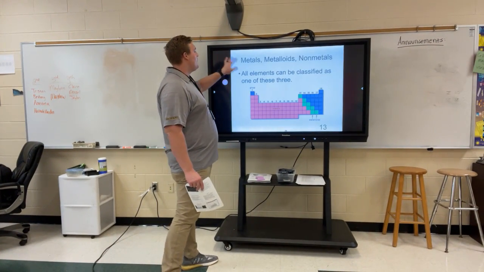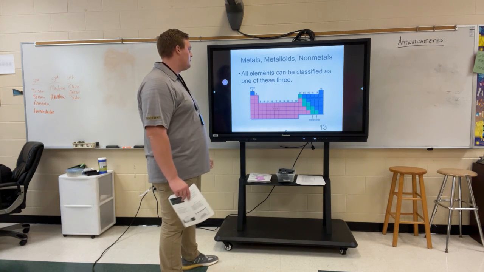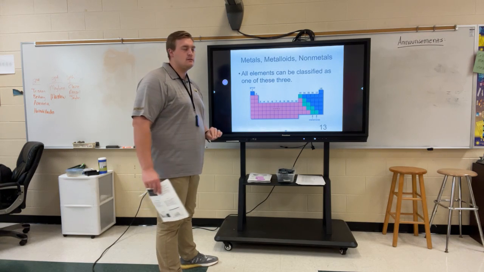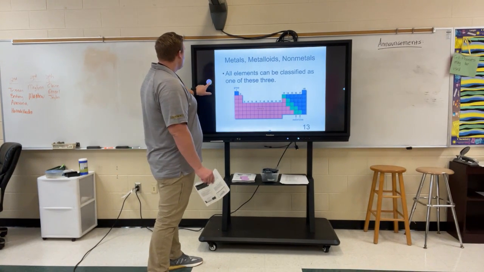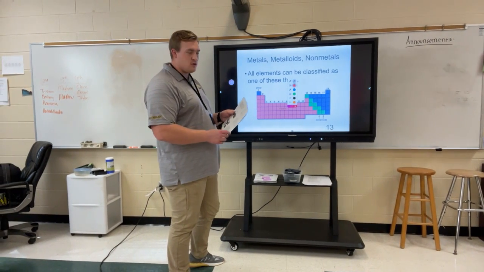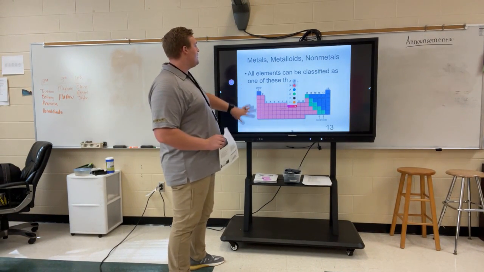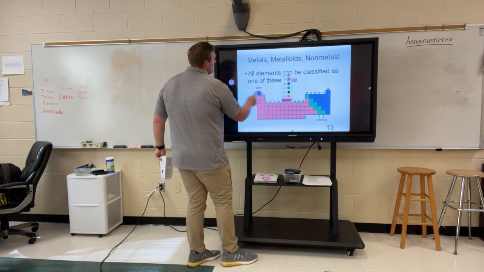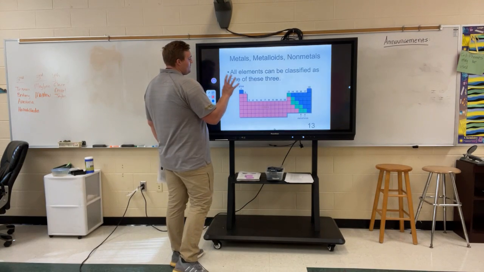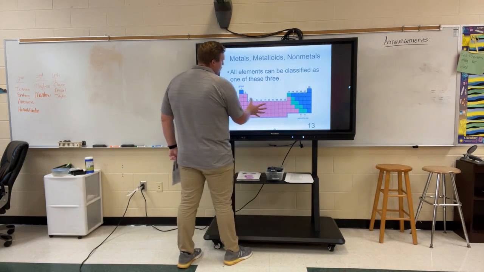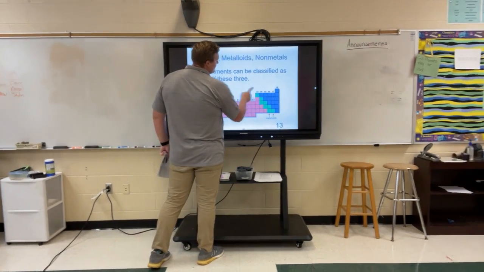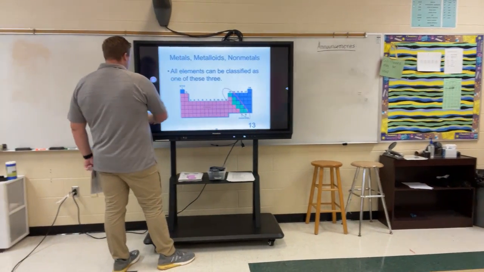All right, so metals, nonmetals, and metalloids, okay? All elements can be classified as one of these three, okay? So we see here on this periodic table, and you do have one on your notes. You have this one, and so you can see that there's an overwhelming majority of metals, right? Most of them are, okay? And so this is that stair-step line I was talking about, okay?